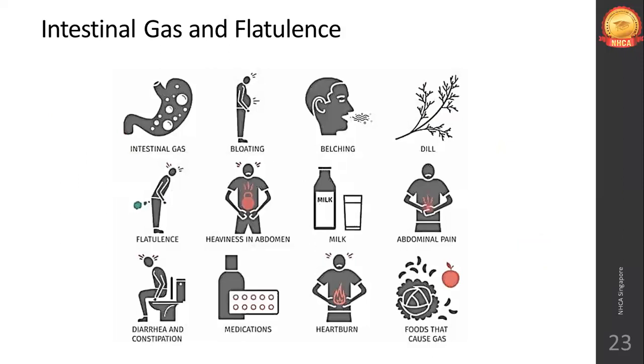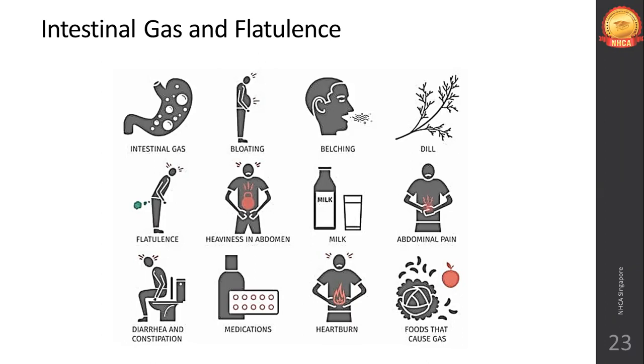Then we have intestinal gas. The signs and symptoms are bloating and belching. Belching means dakar in Hindi, burping. Dill leaves can lead to intestinal gas for some people. Too much flatulence. Heaviness in the abdomen, even if you have had a very small portion of food, but the abdomen feels really heavy. Too much milk, if you're lactose intolerant, can cause intestinal gas, abdominal pain, diarrhea, and constipation. Certain medications can lead to intestinal gas.